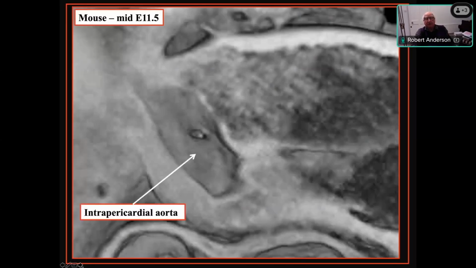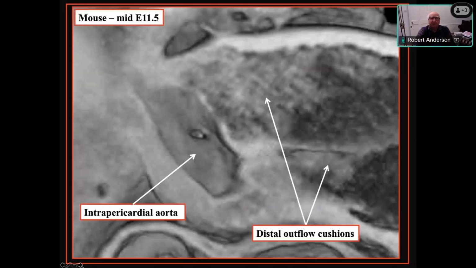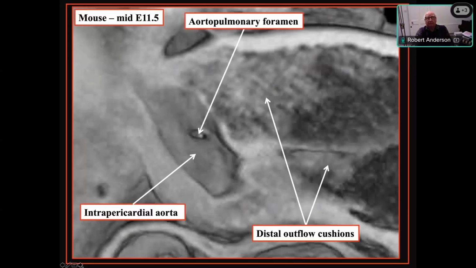Here I'm showing you a picture I've cut away to show you through the intrapericardial aorta. There are the distal outflow cushions that are coming side by side to each other to separate the more proximal aortic channel from the pulmonary channel, but at this stage, prior to fusion of the aortopulmonary septum with the distal cushions, there is an aortopulmonary foramen. And it's persistence of that aortopulmonary foramen that explains the aortopulmonary window. But in normal development, that foramen is closed.